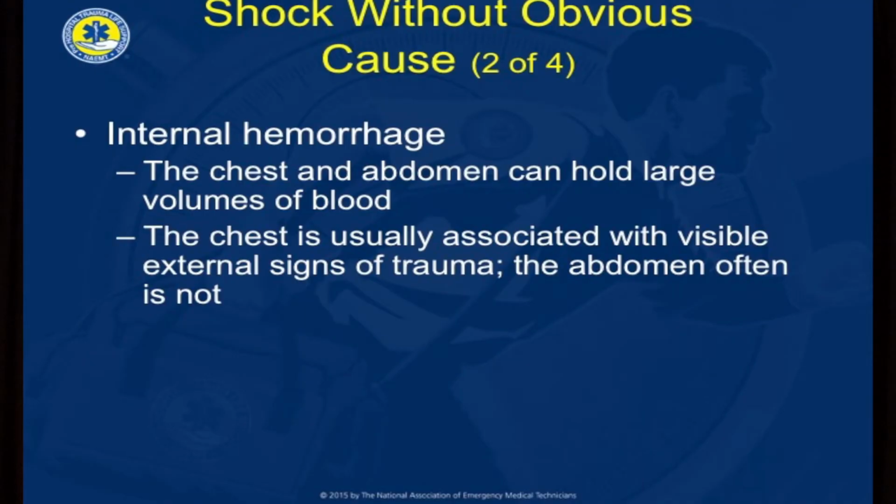If it is internal, remember that there's a lot of blood in the chest and abdomen, and that blood may be hidden for a while. You can't hide the vital sign changes though, so look for those. But the chest, the abdomen, and even the pelvis can hold a significant amount of blood before you start to actually see it externally. The chest will generally have visible signs of trauma from either penetrating or blunt trauma. The abdomen may not until later on.